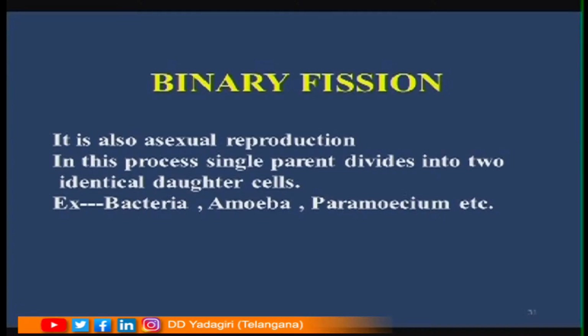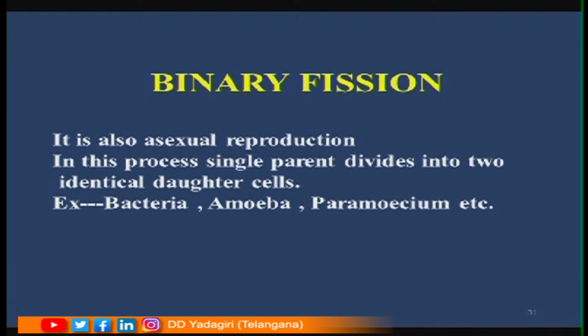Okay. Now, let us go to the next process, which is called binary fission. This is also one type of asexual reproduction. This binary fission occurs in lower organisms such as amoeba, paramecium, etc. So see, children, what is binary fission? It is also asexual reproduction. In this process, a single parent divides into two identical daughter cells. Where does it occur? It occurs in bacteria, amoeba, paramecium, etc.